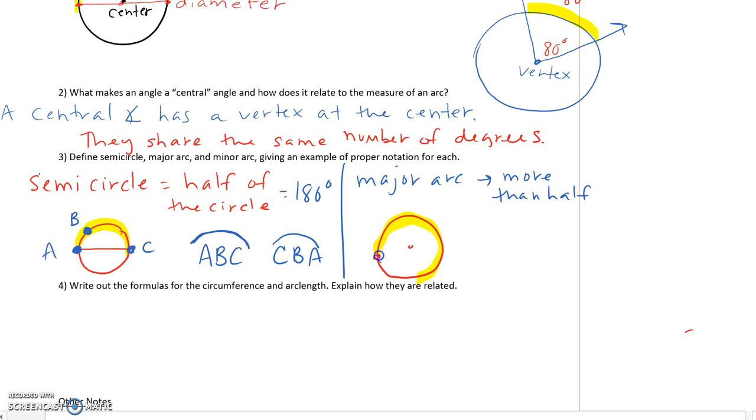As far as notation, you need a start, an end, and a point somewhere in the middle to show that I didn't take the shortcut between the points. So D, E, F. Just like a semicircle, you need 3 points to show that you went the long way. It doesn't matter which direction you go, but the letters do need to be in the order that they would be traced. A minor arc is simply less than half.